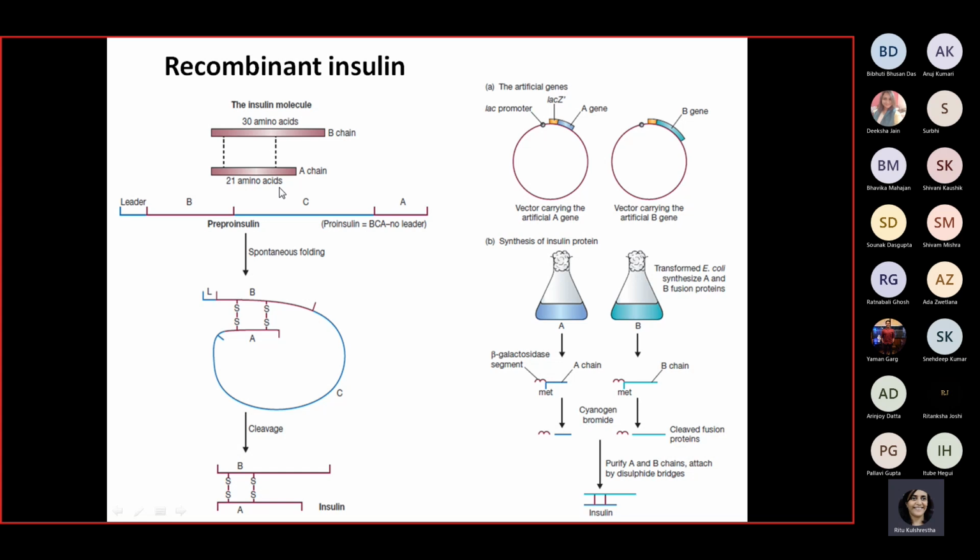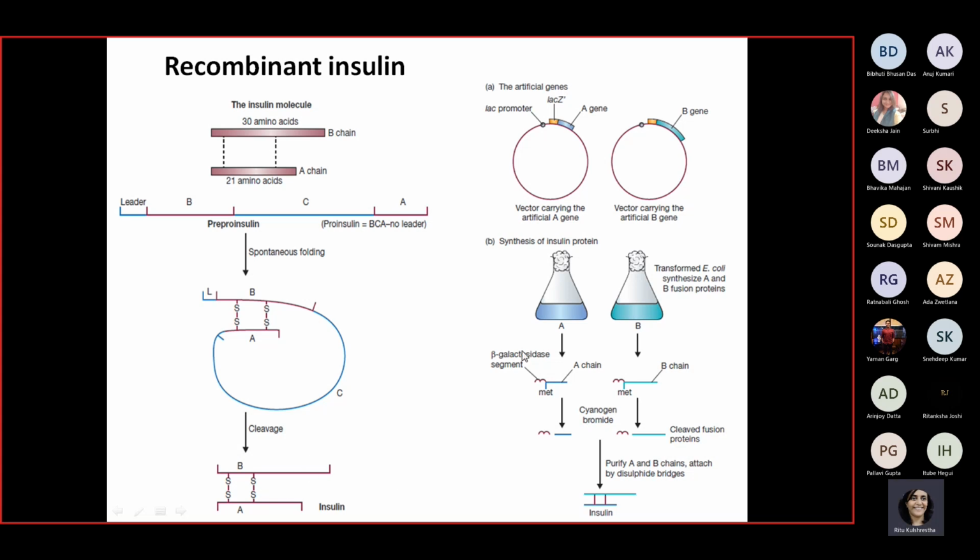So insulin is first expressed as this whole translated product. It has a leader region followed by B, C and A chains. Then the leader is removed, and what we get is a proinsulin, which is BCA with no leader. Then once you get this proinsulin, finally the C chain is removed, and it is B and A that come together to make the final insulin.